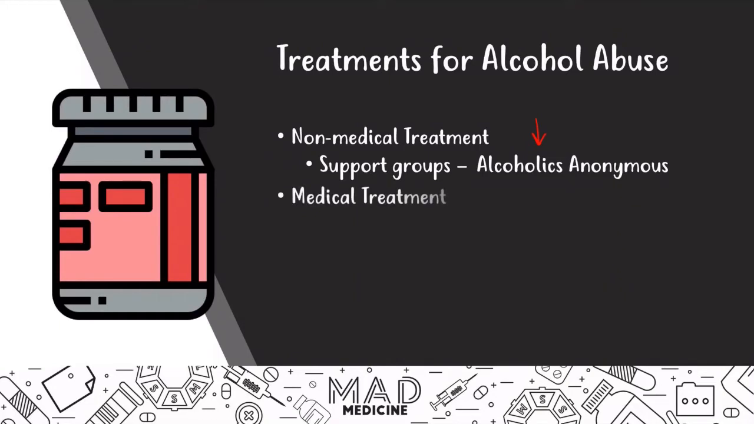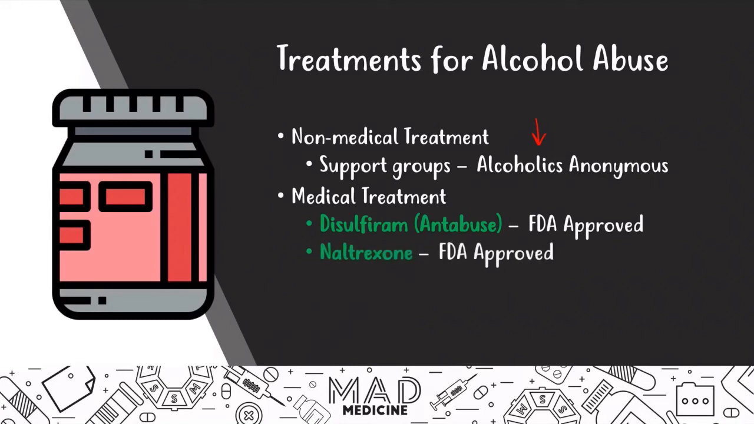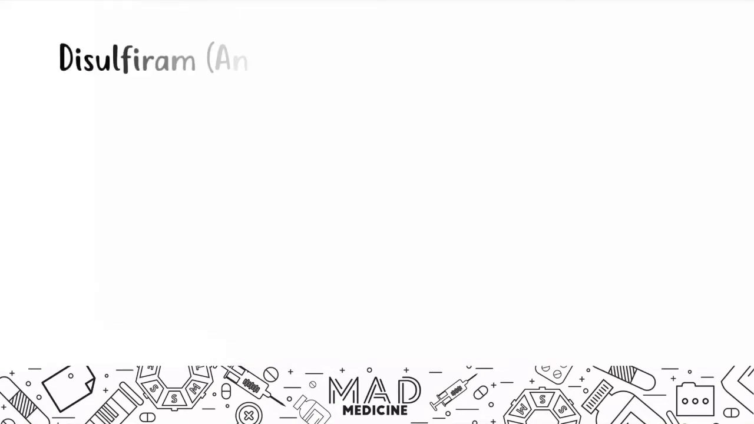Now, when it comes to medical treatment, there are 3 main FDA-approved drugs that you need to know about. The first one is disulfiram, also known as Antabuse. The second one is naltrexone, and the third one is acamprosate. We're going to be talking about all 3 of these drugs in general, and we're going to talk about combined medical therapy that you can use for alcohol abuse. You definitely need to know these 3 drugs and how they are used when it comes to alcohol abuse. So let's start with the very first one, disulfiram.